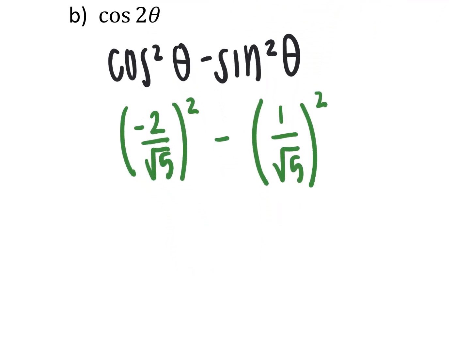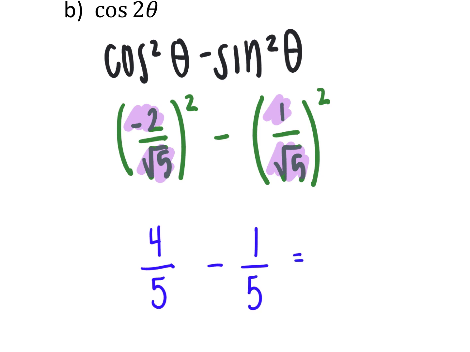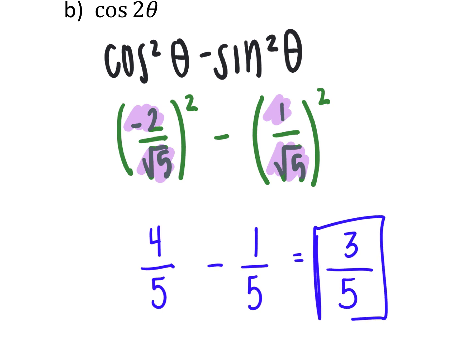You can plug this in your calculator, but you can also just do it by hand. If we just square each individual piece, it's going to be just fine. If we take negative 2 and square it, you get 4. If you take root 5 and you square it, you get 5. Minus 1 squared gives us 1 over square root of 5 squared gives us 5. They have a common denominator. We bring them together to get 3/5.